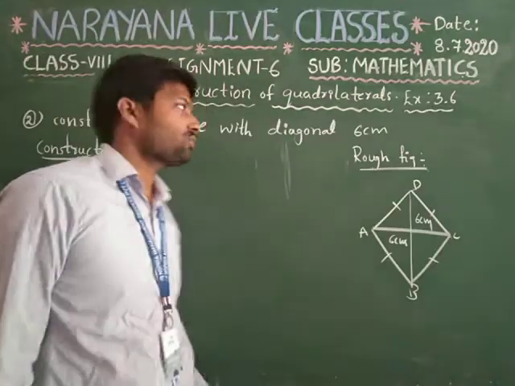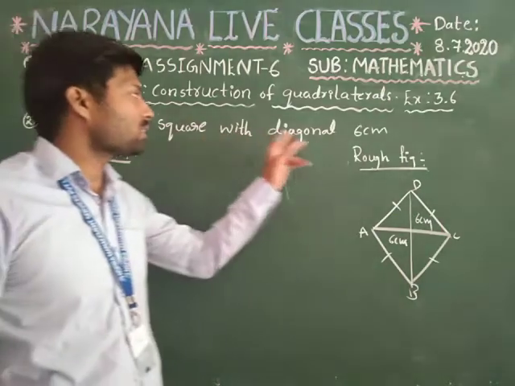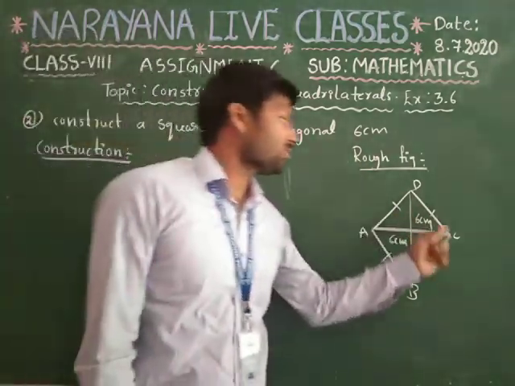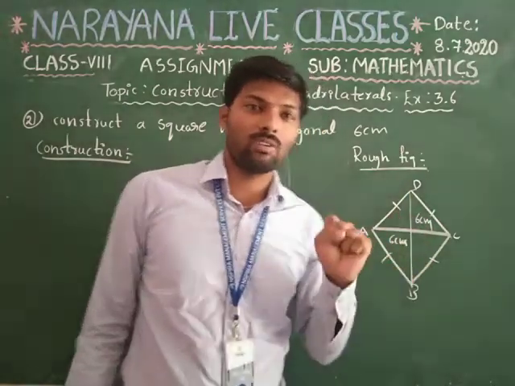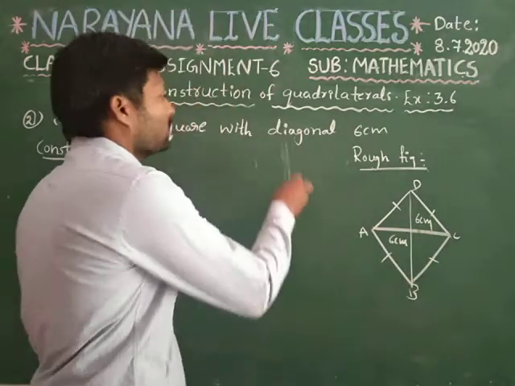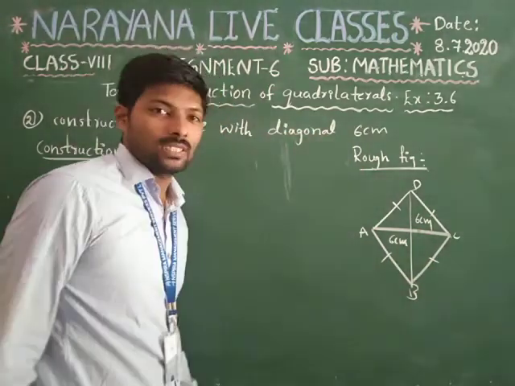So let us see the second question. Construct a square with a diagonal 6 centimeter. So what are the properties of a square? All sides are equal and two diagonals also equal. Okay, and those two are perpendicular to each other. First of all, he has given the length of the diagonal is 6 centimeter.